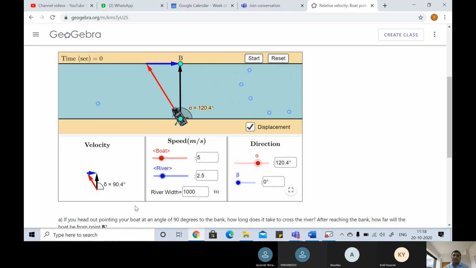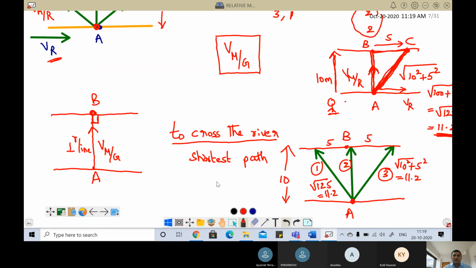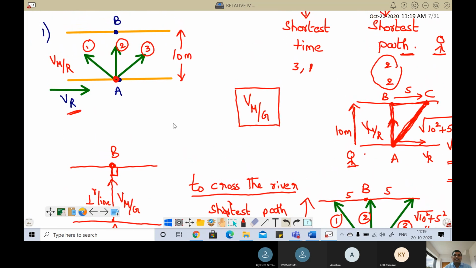Let us complete that one, and then afterwards we have crossing the river in the shortest time. Now let us see that one. First I'll show the animation. Does anybody have any guess? Crossing the river in the shortest time. Now tell me, out of these three paths, in which path should he travel so that he will cross the river in the shortest time? Third one only. Third one. Very good.